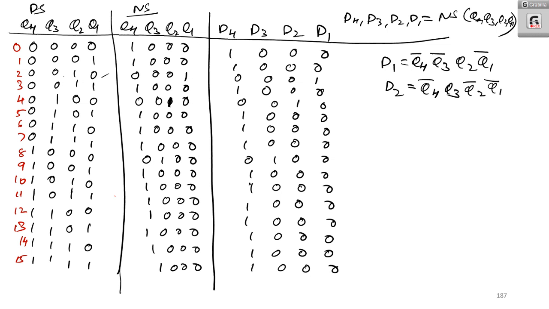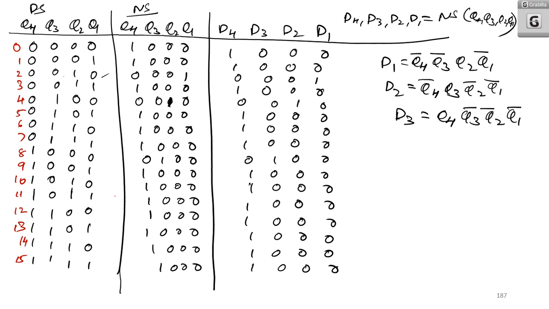Now coming into D3. D3 is 1 only for state 8. So we can write D3 is equal to Q4, Q3 bar, Q2 bar, Q1 bar. Okay, so we have got the expressions for D1, D2 and D3.